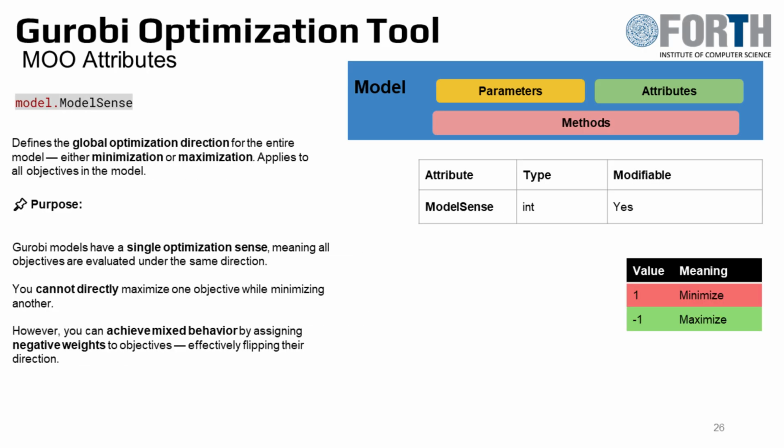Even in multi-objective optimization, there's only one global optimization direction. This is controlled by the model sense attribute. The model is either a minimization problem or a maximization problem. This setting applies to all objectives. You cannot directly minimize one objective and maximize another under different senses. However, you can achieve the same effect by using negative weights. For example, if the model is set to minimization, assigning a negative weight to profit effectively turns it into a maximization of profit. So the direction is global and flexibility comes from weights.